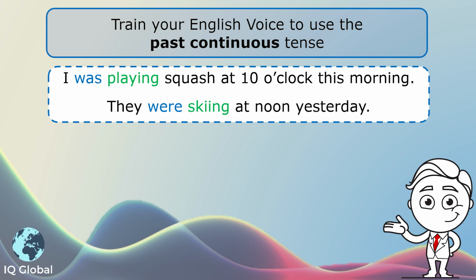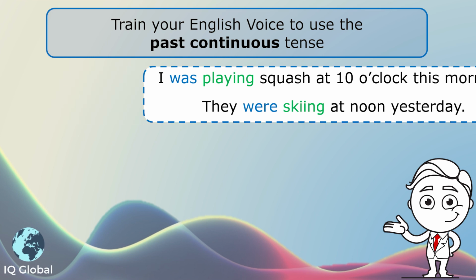Sentence example 2. They were skiing at noon yesterday. So here we have a specific time in the past, noon yesterday. The subject is they, so we used the word were. That tells us it is in the past. And we have verb plus ing, skiing. So this makes it a past continuous tense sentence.